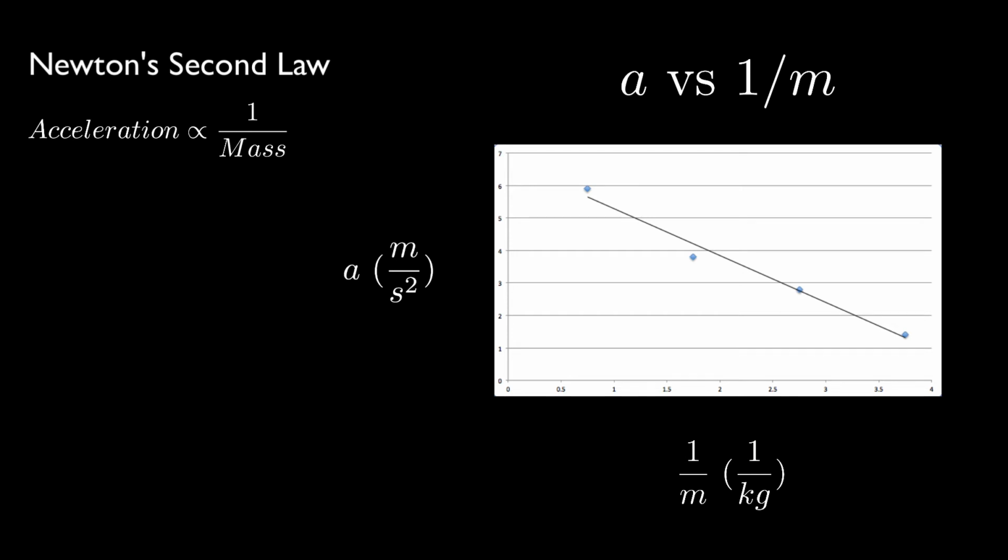So in this case, the gradient of the graph is given by the acceleration divided by 1 over the mass. And so the gradient is equal to the acceleration times the mass, which is equal to the force. And since we were applying pretty much the same force in each case, we end up with a nice straight line here. Let's have a look at an example now where we'll use Newton's second law to solve a quantitative problem.